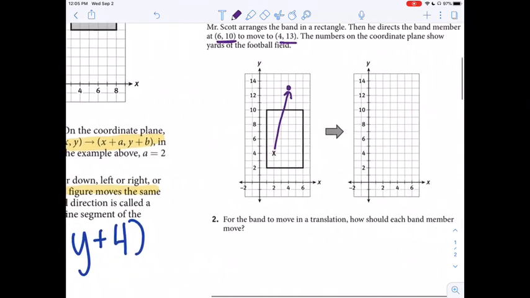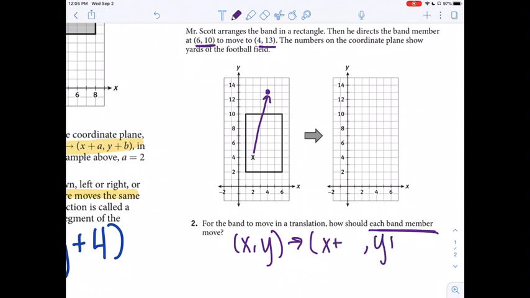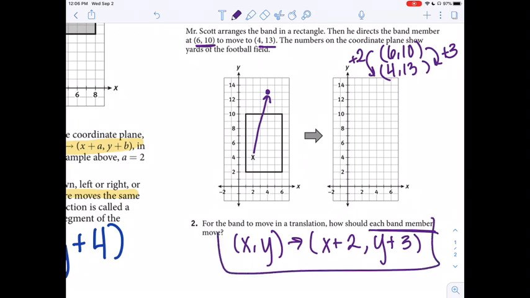So for the whole band to move in a translation, how should each band member move? So they're asking us, what is our formula for a translation? x plus something, y plus something. So if we started at 6, 10 and we went to 4, 13, to get from 6 to 4, you have to add 2. So x went up by 2. To get from 10 to 13, you have to add 3. So y went up by 3. This is our new point of translation. This is our movement that's going to happen.